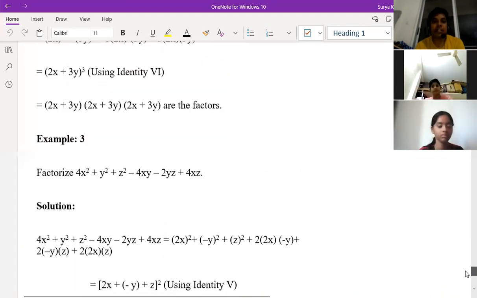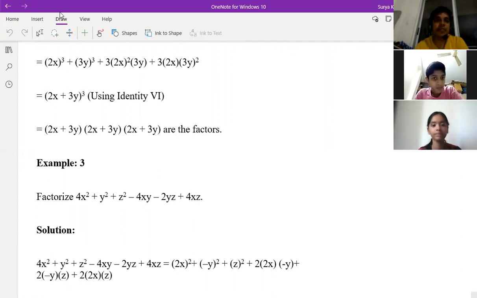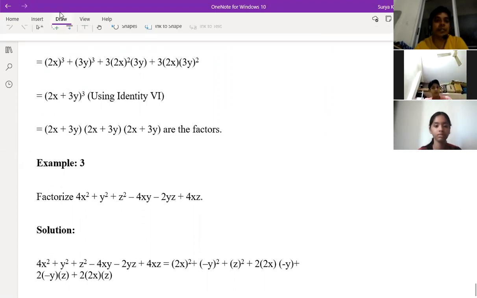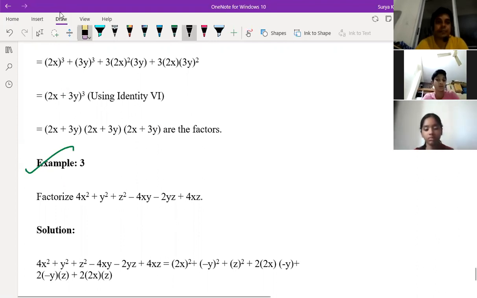Can you factorize this, children? This one, example number 3. Which formula do you have to use here? Can you tell me which formula we are using? Yeah, tell. 4x plus y plus z whole square.